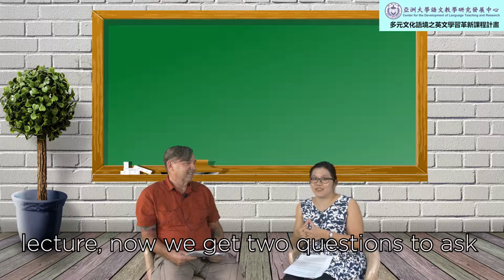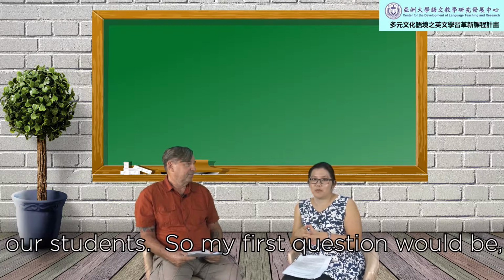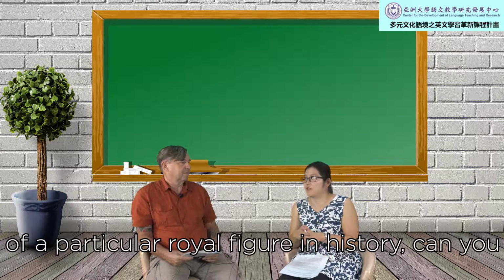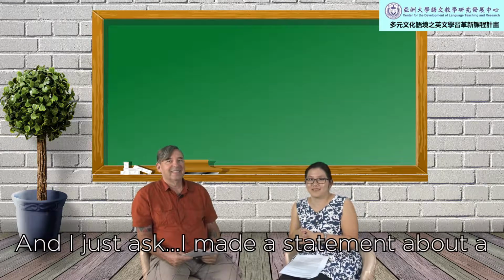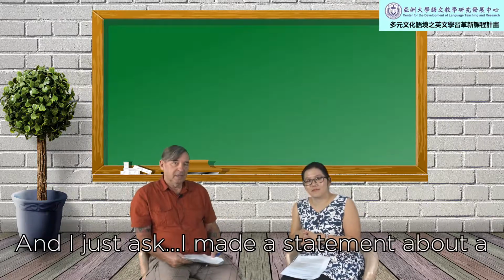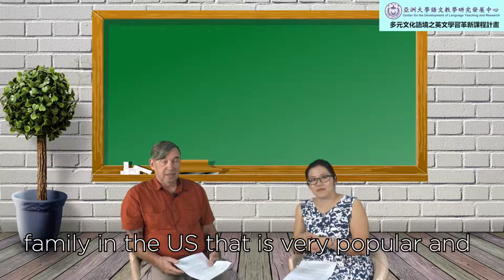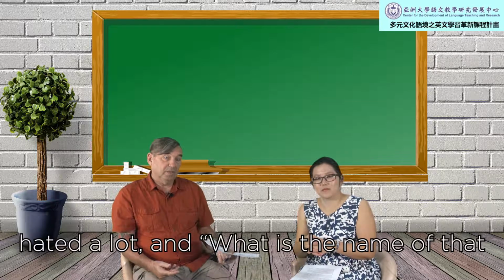Now we get two questions to ask our students. Right. So my first question will be: in the lecture, I mentioned an example of a particular royal figure in history. Can you recall that royal figure's name? And I also made a statement about a family in the US that is very popular and hated a lot. What is the name of that family?